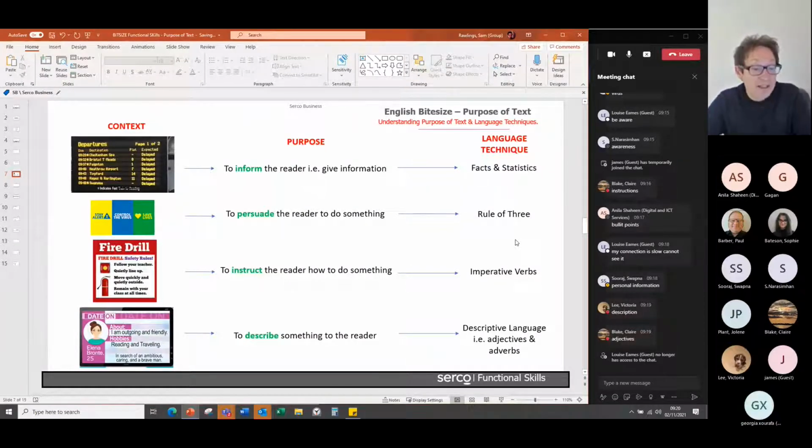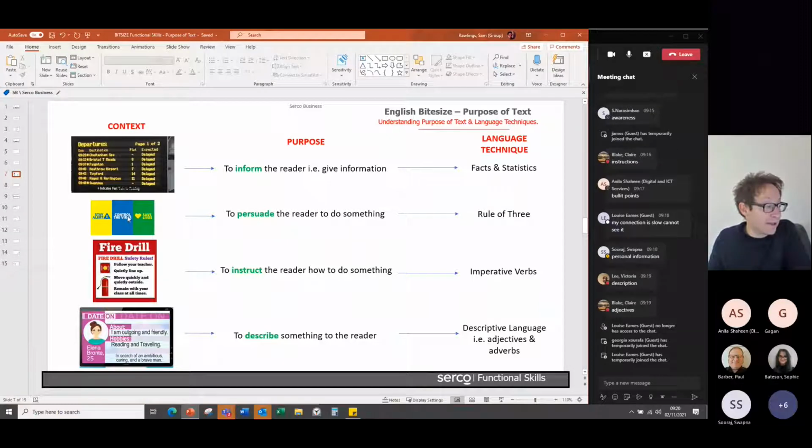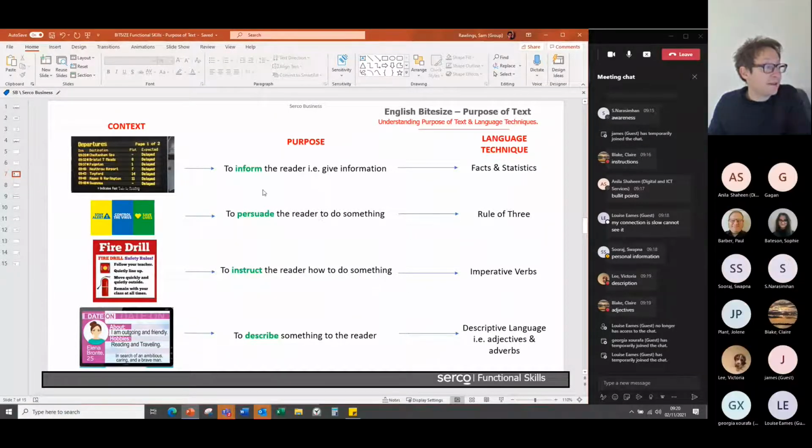Well done. So that was actually quite a lot of work, wasn't it, for only the second slide. But there's some key information there. So when you're trying to identify purpose of text, you can use context. So think about what is it you're looking at. Think about what's the purpose of that text. Is it to inform, persuade, instruct, or describe? And you can also use language techniques to check whether these are the correct purpose of text.